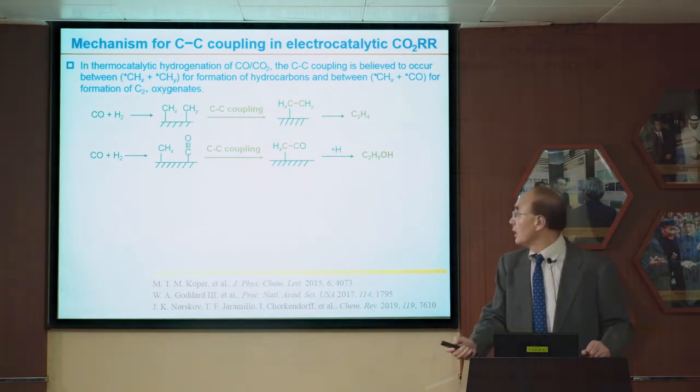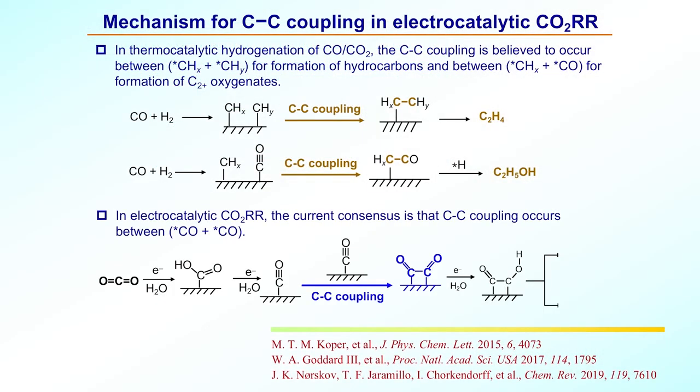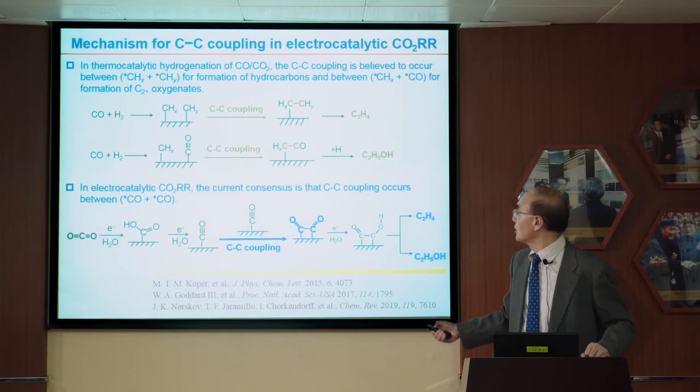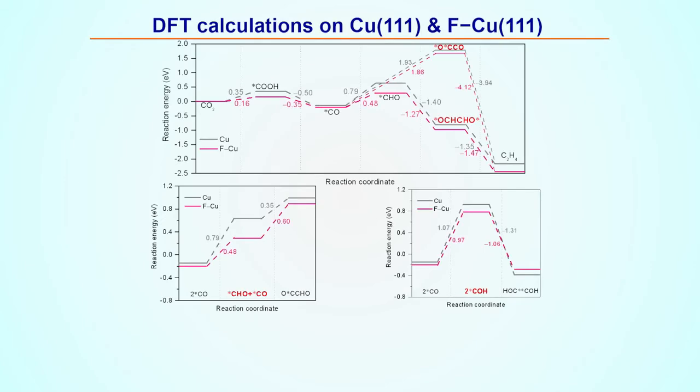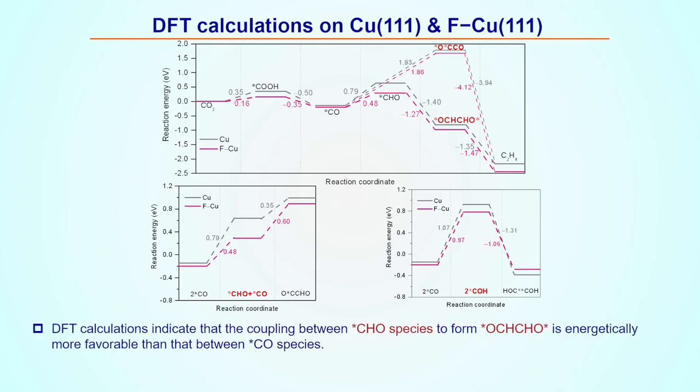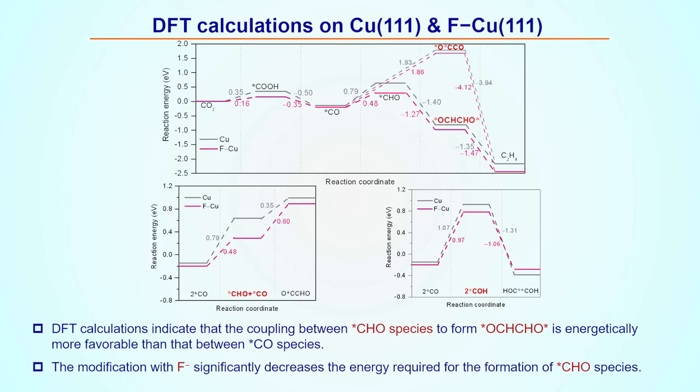as ethanol. In electrocatalytic CO2 reduction reaction, the current consensus is that the CC coupling occurs between two adsorbed CO species. Our DFT calculations indicate that the coupling between the CHO species, the formyl species, is energetically more favorable than that between two adsorbed CO species on copper surfaces, and the modification with the fluoride species significantly decreases the energy barrier for the formation of this formyl species.